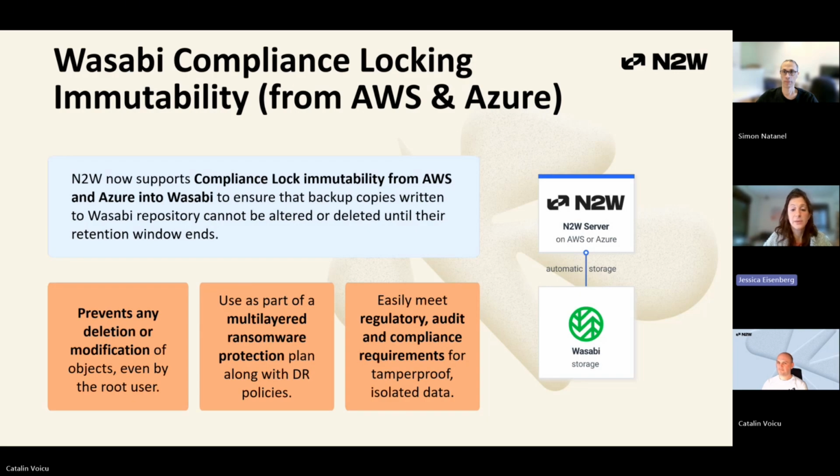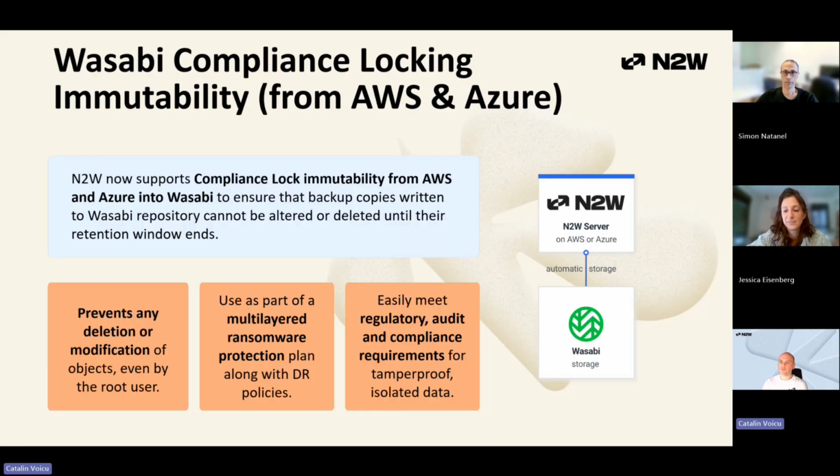So in this release in 4.5, we're building on this feature. As Simon said, we're building the puzzle pieces for all of our features. I'm going to throw it to Katalin to explain what customers can do now. Of course. So we have added the compliance locking immutability into Wasabi as well. So we had it in AWS, we had it in Azure. We felt like it's time to have it in Wasabi as well.